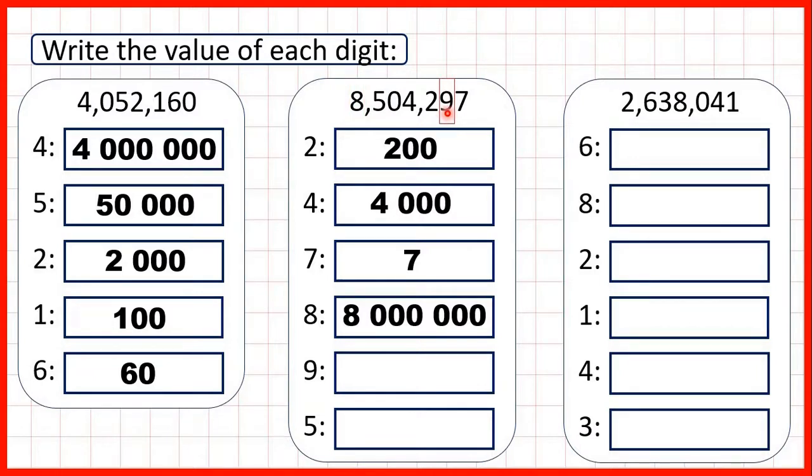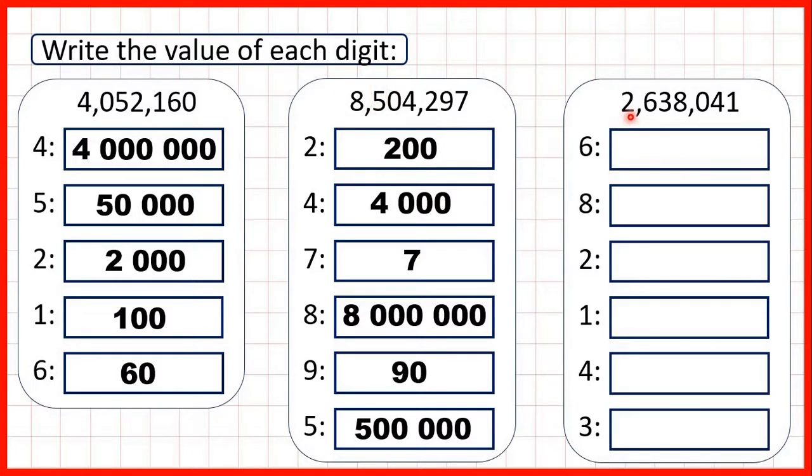The 9 is in our tens, so that's 90. And the 5 is in our 100,000s, so that's 500,000. 5 with 5 zeros on the end, because we have 5 digits after the 5 that's in our 100,000s.